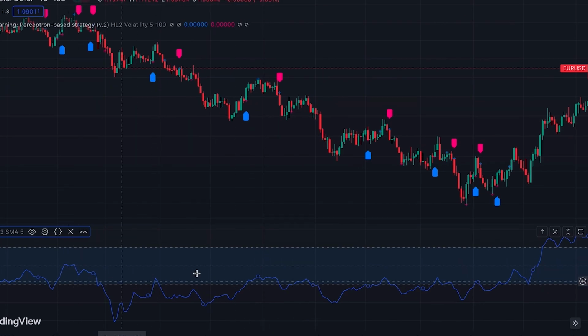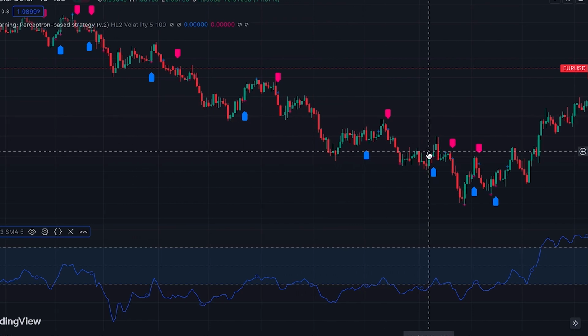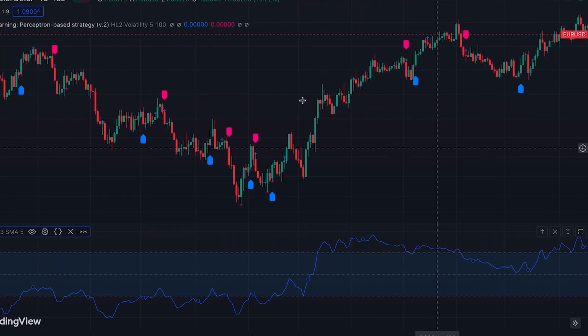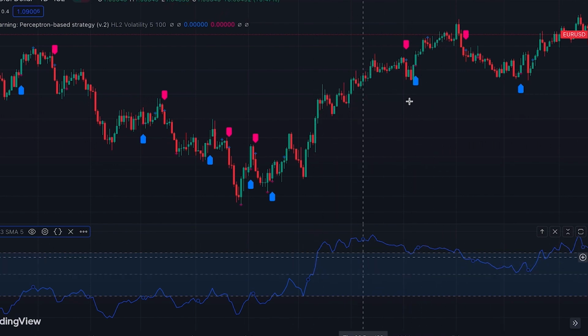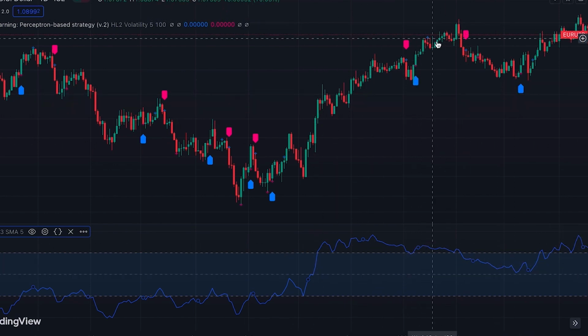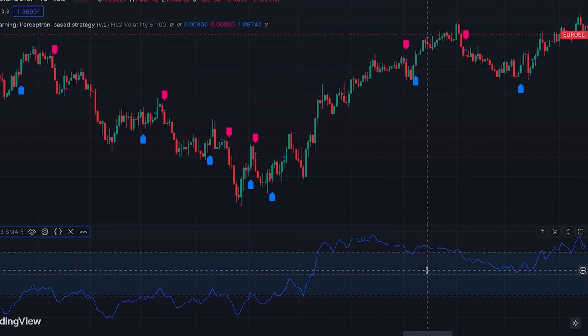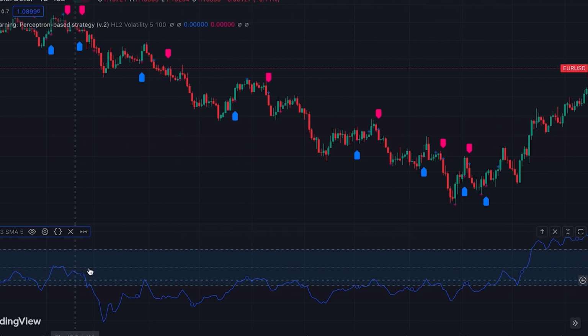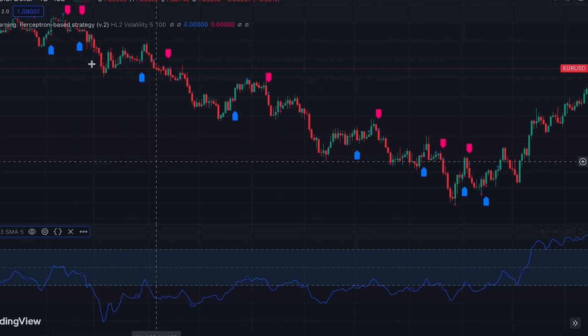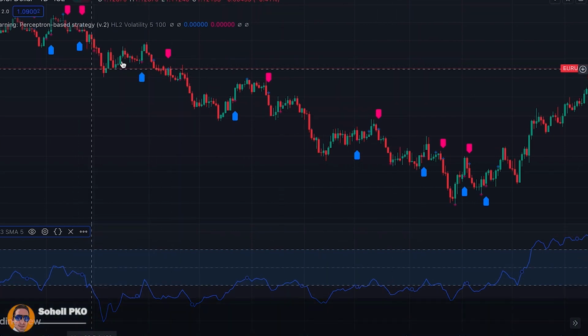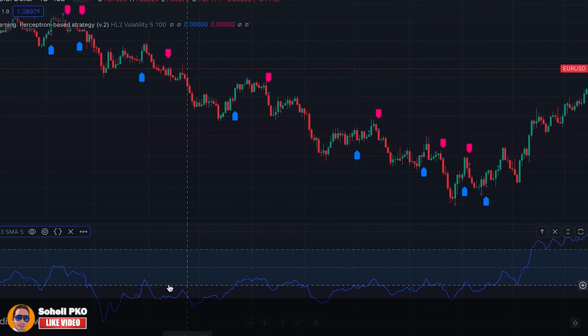When it's below the center line, the market is in a downtrend, and when it's above the center line, the market is in an uptrend. So when CCI is above the center line, we only take buy signals. We don't take these sell signals, because when they happened, CCI is above the center line. And on the other hand, when CCI is below the center line, we only take these sell signals. We don't care about these buy signals because CCI is below the center line, showing that the market is in a downtrend.